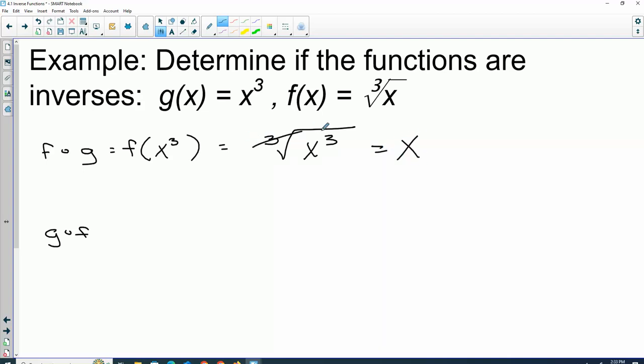Those cancel and we get x, which is what we wanted. If they're truly inverses, they cancel each other out, and we get what we started with. So we check the other one, g composed with f.